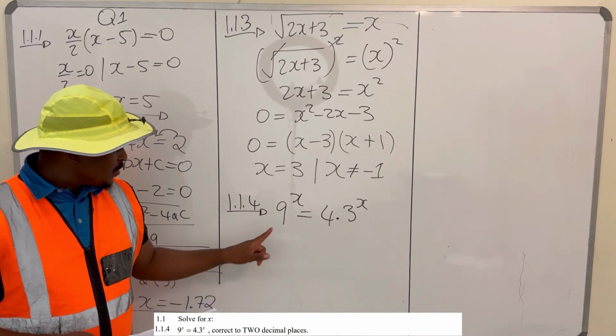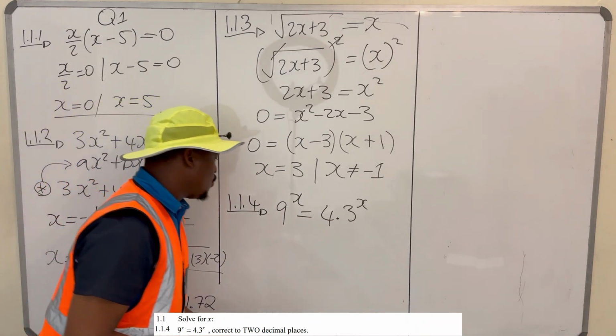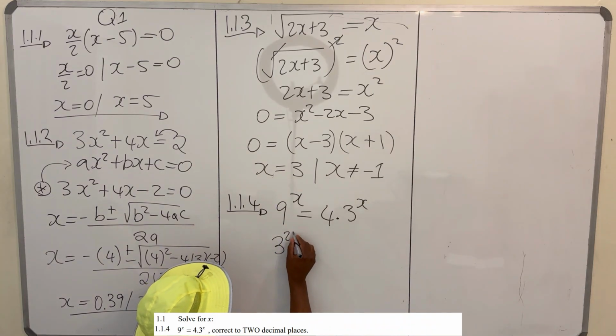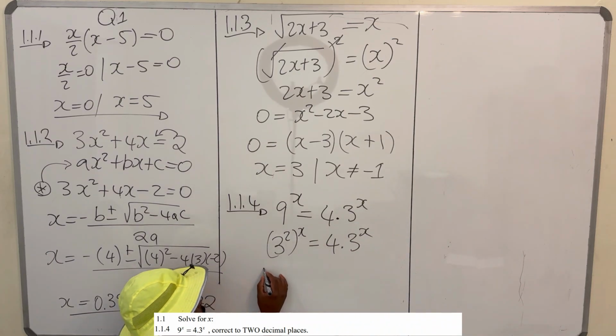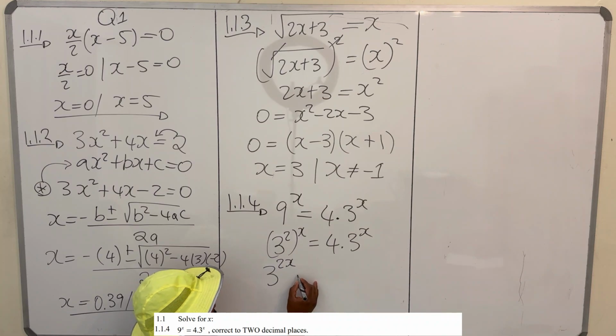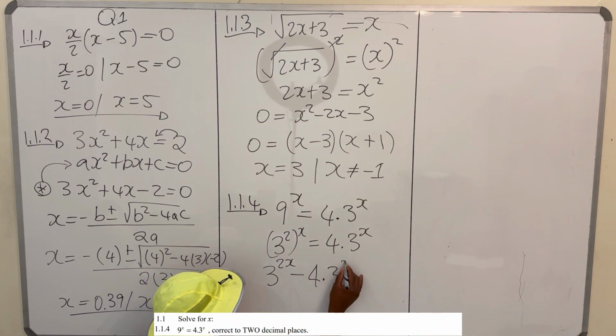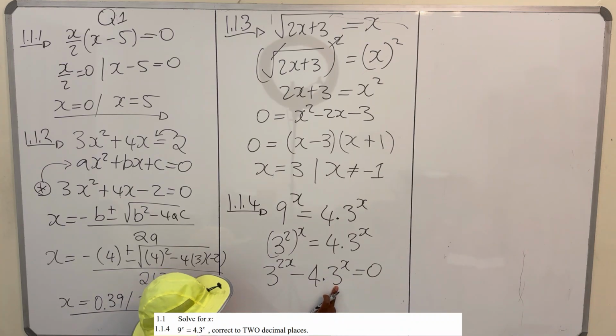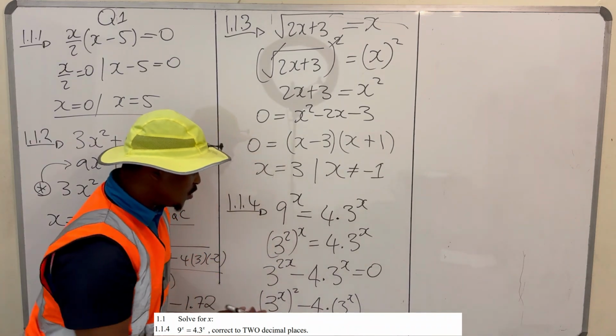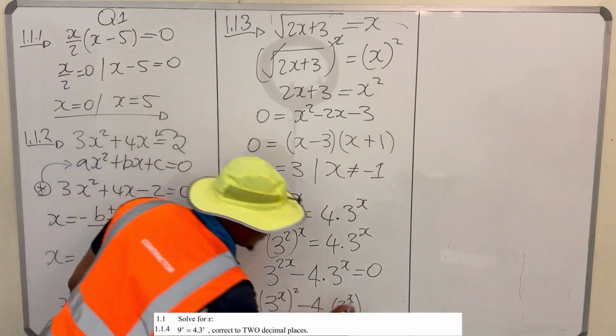So what do we do? First, find the factors of this. What are the factors of 9? 3 raised 2, all raised x, is equal to 4 times 3 raised x, right? So you have 3 raised 2x minus 4 times 3 raised x is equal to 0. But you can also write it such that it looks similar to this one, by saying your 3 raised x, all raised 2, minus 4 times your 3 raised x. It's the same thing. It's equal to 0.